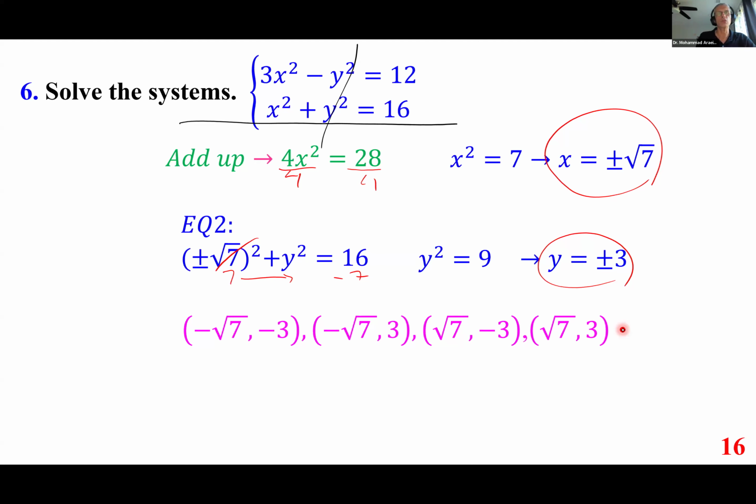By the way, how do we check it? We've already used the second equation to come up with the answer. So checking with the second equation makes no sense whatsoever. You must check with the first equation. So you are going to put one of those pairs, for example, this one, into the first one. So check with equation number 1. That's the most important thing, knowing which equation and why. So plug it in.